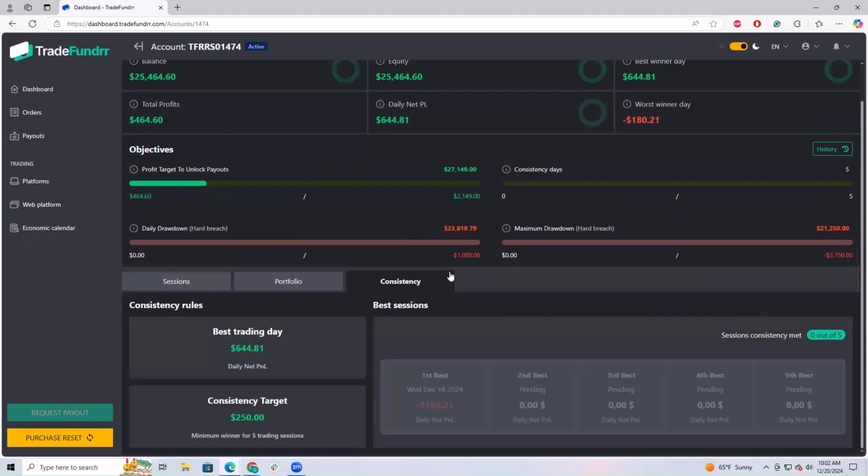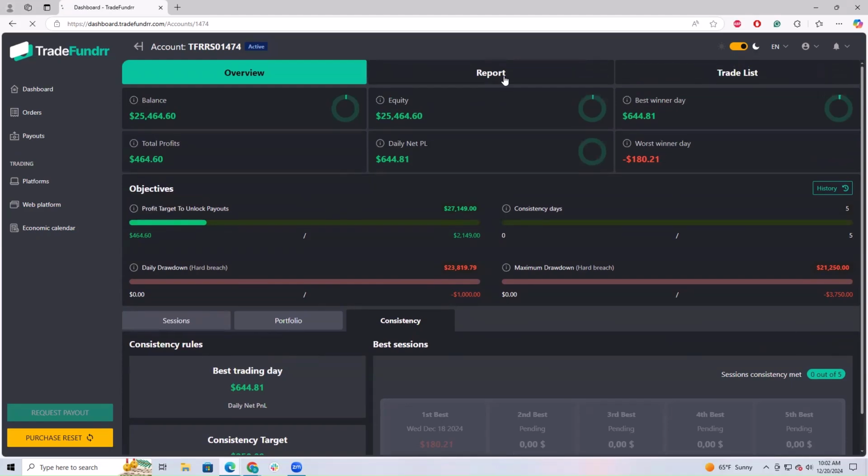Next to that is your consistency tab. This will be a graph representation of your consistency days. It'll show you what your best day is, and then as you accumulate days, this will fill out until you've met the 5 out of 5.